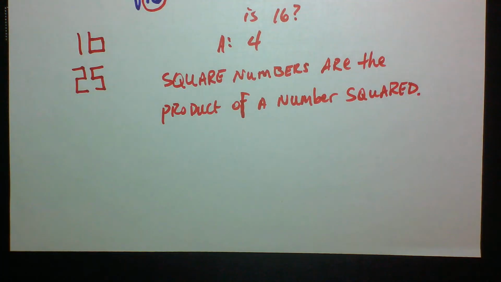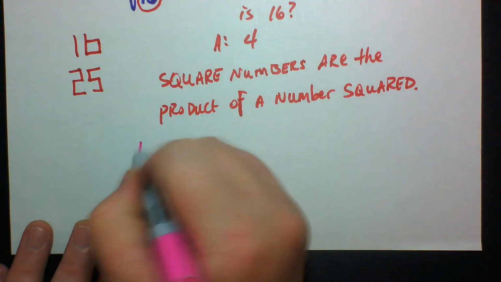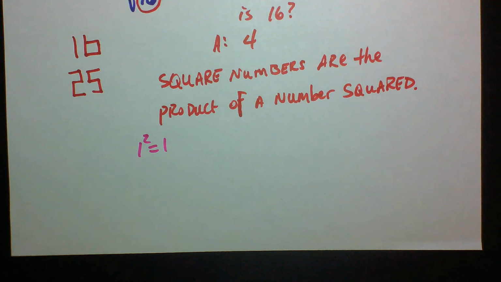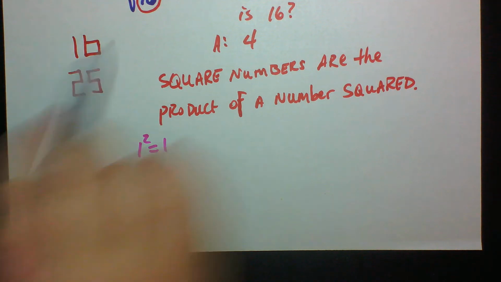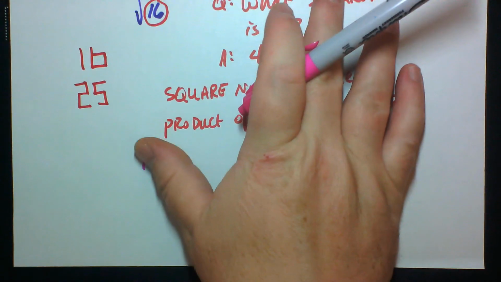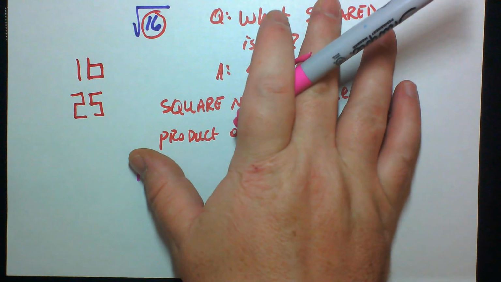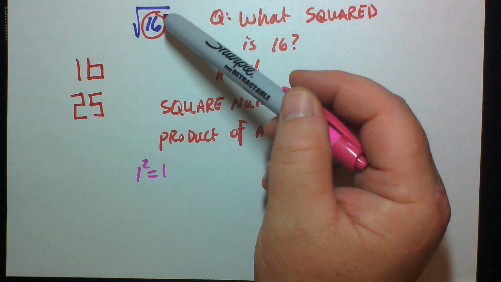For example, would you agree that 1 squared is 1? You understand what square numbers are? So the way factoring is involved with square roots is you're factoring to find the largest square factor of the radicand, and the radicand is the number inside the square root.